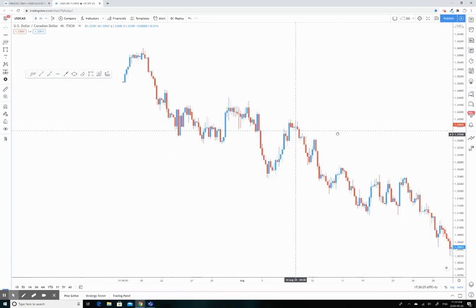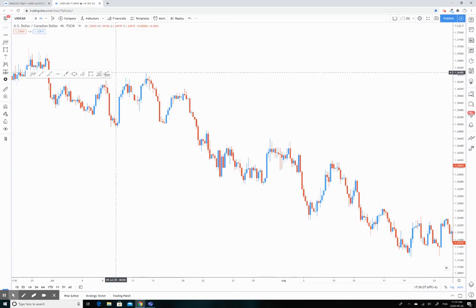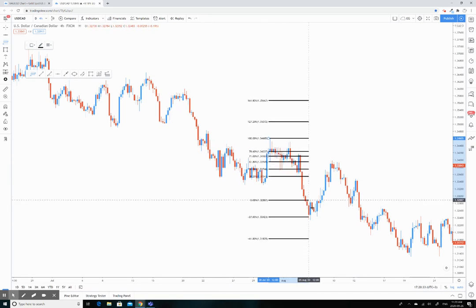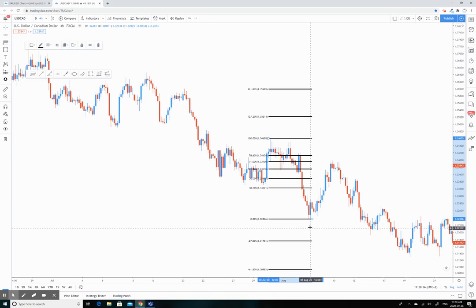USD CAD and gold would be my favorite, and let's do a downtrend. It's just the opposite. In a downtrend, I'm looking for sells, and we go from the swing high to the swing low. And you're waiting for it to come back up to the 50, 61.8 area.